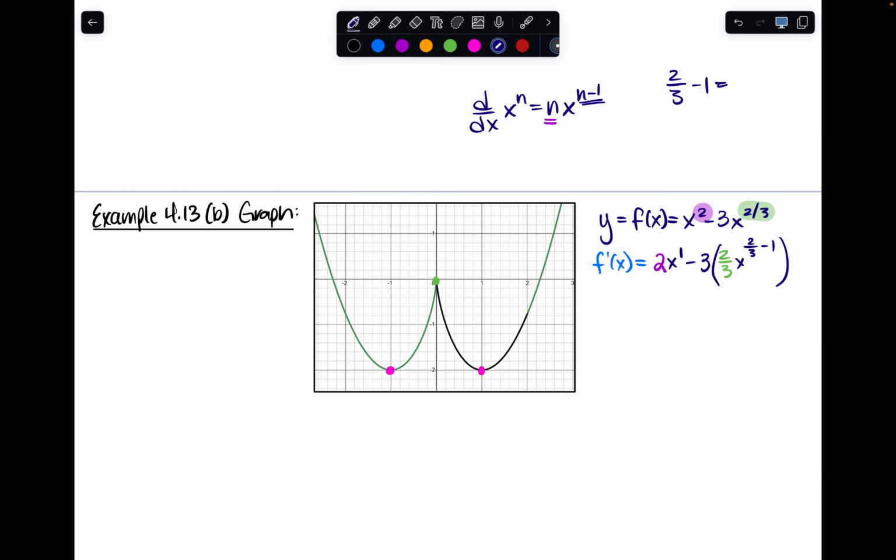2/3 minus 1 is 2/3 minus 3/3, which is negative 1/3. So f prime here is 2x minus 2, because I have 3 times 2/3, the 3's cancel, times x to the negative 1/3. That is, f prime of x is 2 times x minus 2 over x to the positive 1/3.